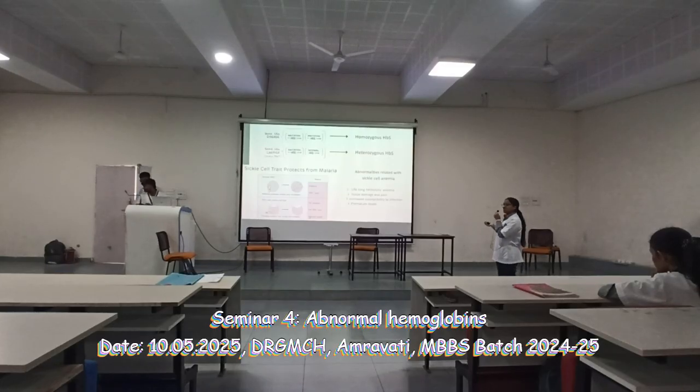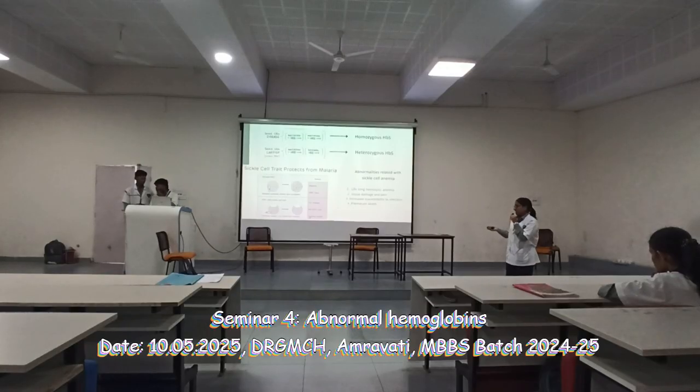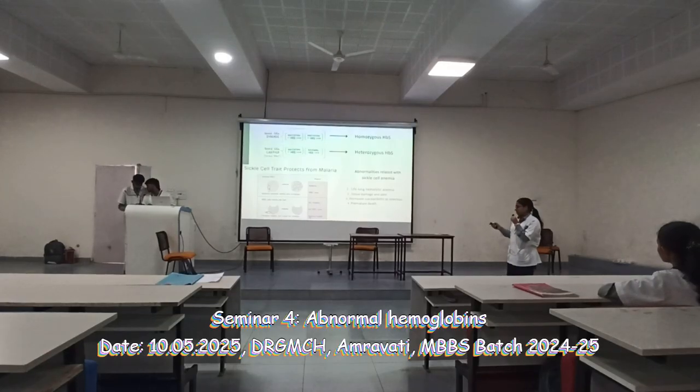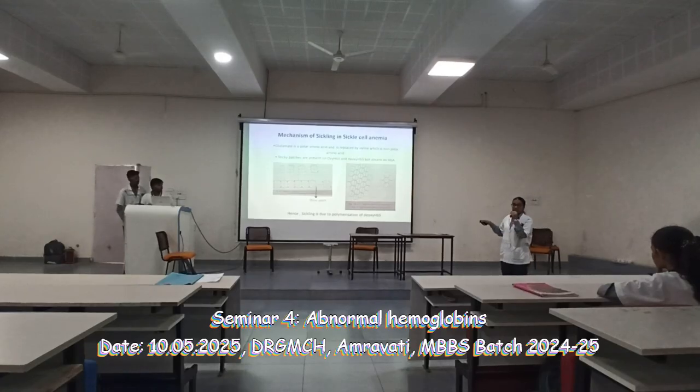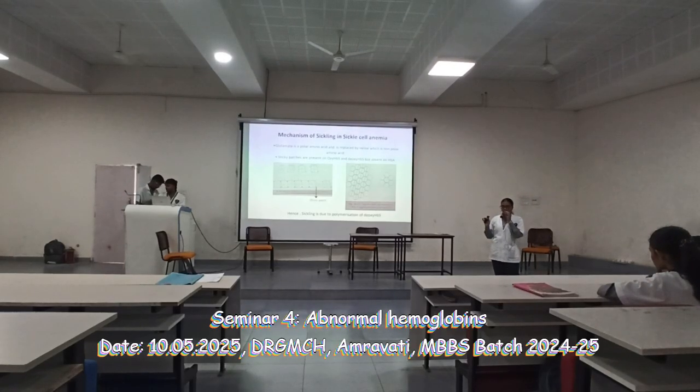The abnormalities related with sickle cell anemia: first is lifelong hemolytic anemia, second is tissue damage and pain, third is increased susceptibility to infection and premature death. Now the mechanism of sickling in sickle anemia. Glutamate is a polar amino acid and it is replaced by valine, which is a non-polar amino acid.